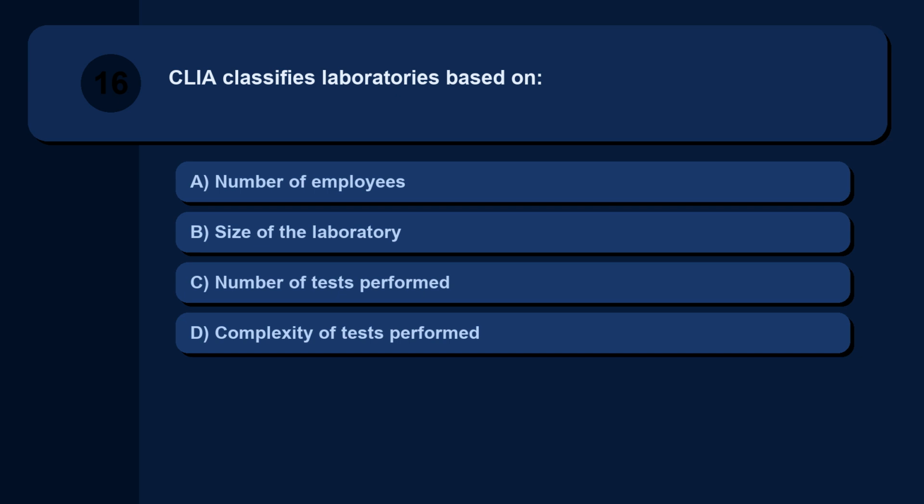Question 16. CLIA classifies laboratories based on number of employees, size of the laboratory, number of tests performed, complexity of tests performed. CLIA, Clinical Laboratory Improvement Amendments, categorizes laboratories by test complexity: waived, moderate complexity, and high complexity.